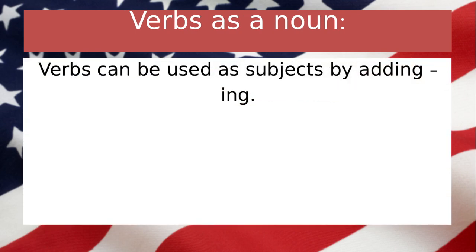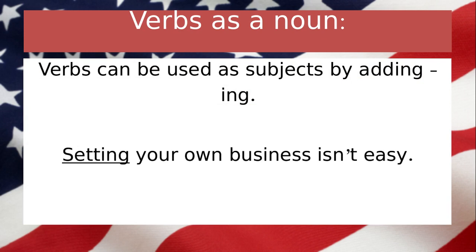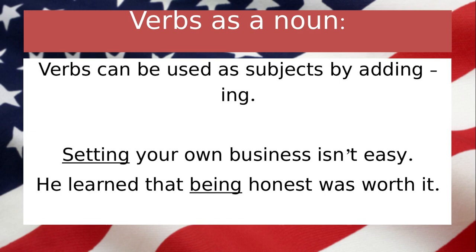Verbs can be used as subjects by adding ing. Setting your own business isn't easy. He learned that being honest was worth it. In these two examples, we have verbs as subjects or objects, depending on the phrase that you're looking at. But in both cases, you have to use ing in the verb.